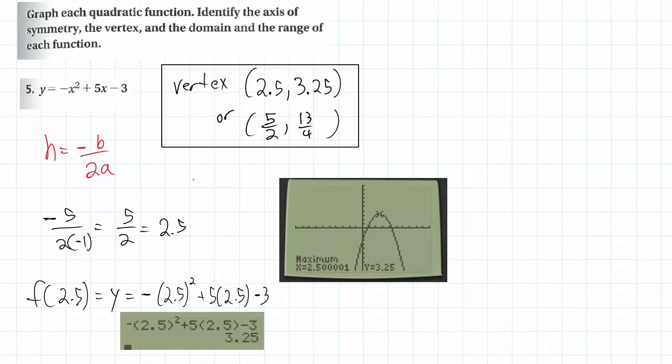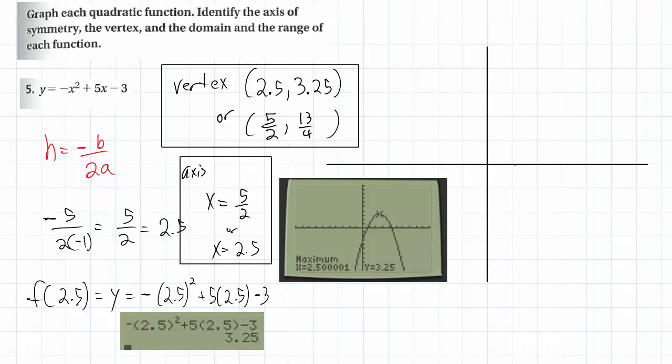Here I have it in decimal form and I have it in fraction form. I really don't care which way you say the vertex. If you like decimals, go for it. If you like fractions, go for it. The axis of symmetry is still x equals whatever your x coordinate is. And our domain here is going to be the same.